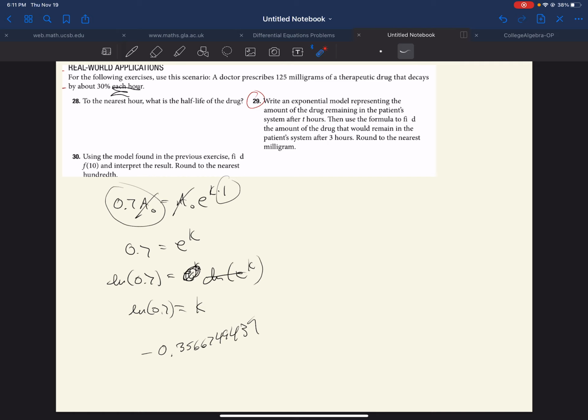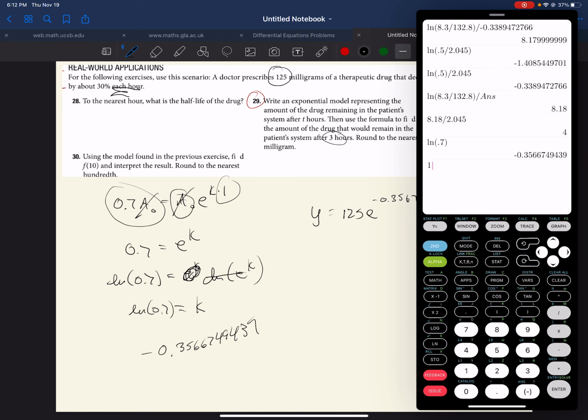So then now I know the function. It's 125, because that's my initial value. That's the A naught. So in that, I knew right away A naught was 125. And then we have e to the negative 0.3567 t. And then they say how much after 3 hours. And so in this, since I have that there, I could say 125 times e to the, I'm going to say answer, times 3. The reason is because this is my k, and my k is the last line in there.